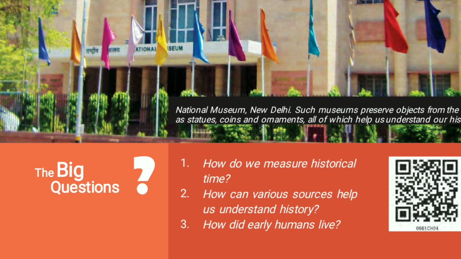The image is of the National Museum, New Delhi. Such museums preserve objects from the past, such as statues, coins, and ornaments, all of which help us understand our history. The big questions: how do we measure historical time? How can these sources help us understand history? How did early humans live?